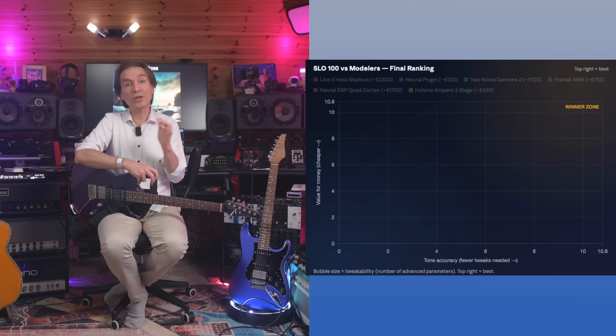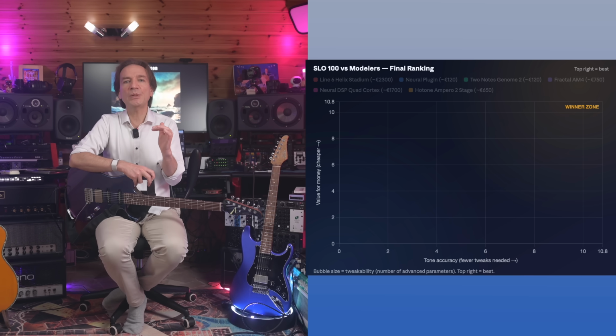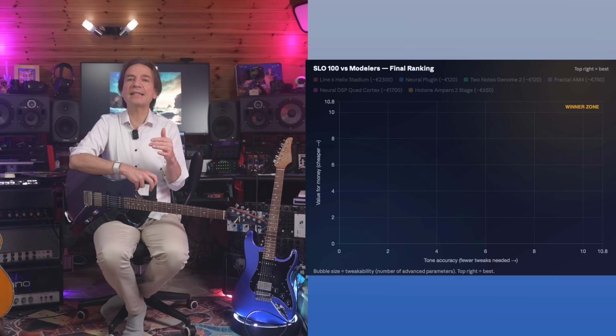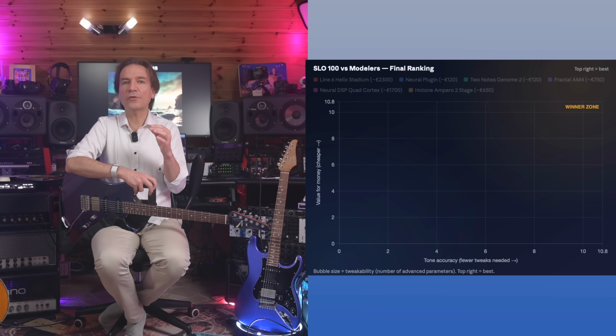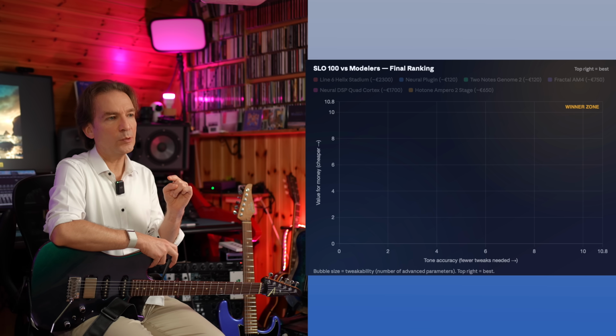And now the results. To make things more interesting, I will build the final chart together with you while we go through the units. Let me first show you the empty chart and explain how it works. On the horizontal axis we have the tone accuracy, based on the tweak distance. The farther right, the closer the unit gets to the real SLO100 with fewer and smaller tweaks, starting from the same knob position and the default input levels.